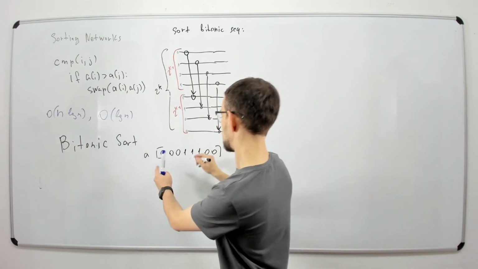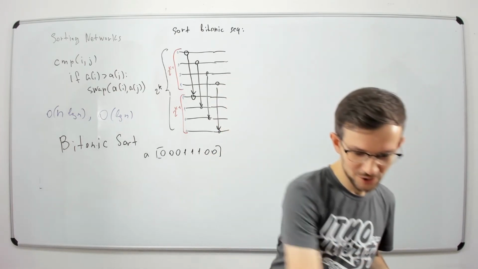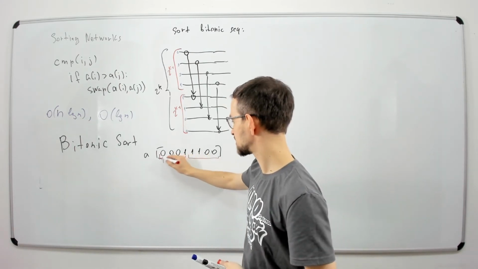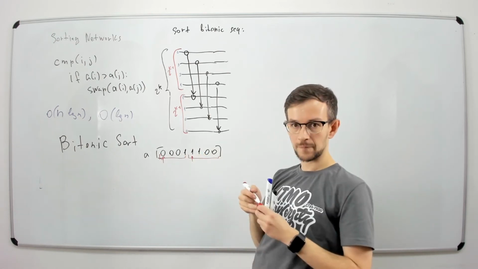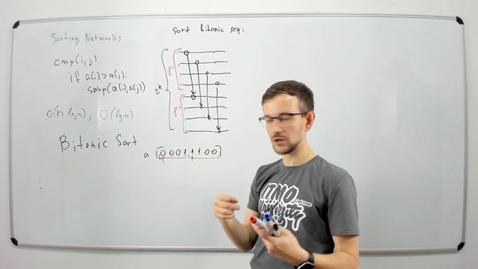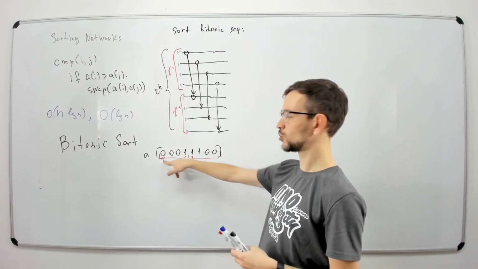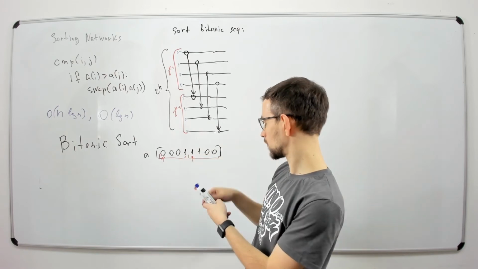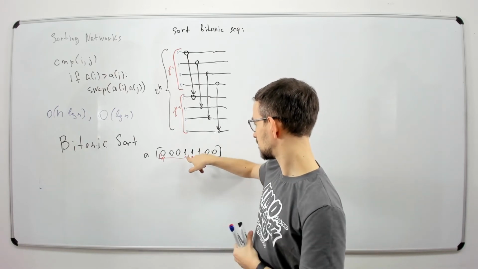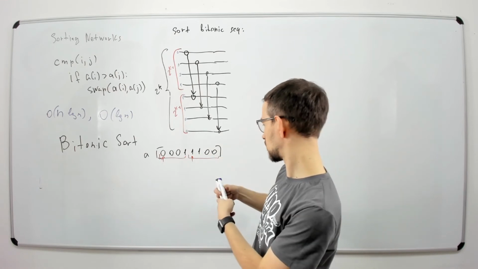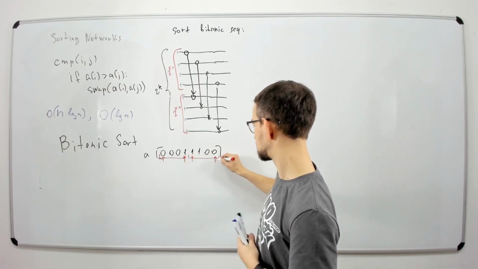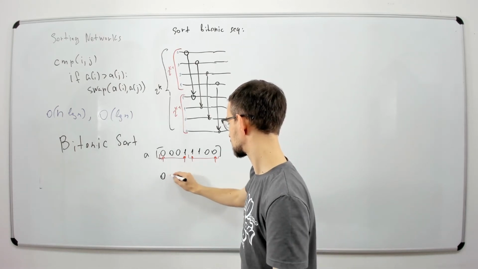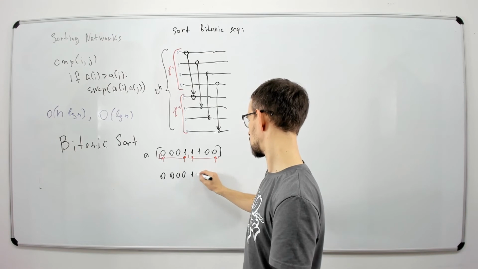So we compare. Let's draw everything here. We have the first part and the second part. Now we compare this element with this element. They are in the good state, so this element is less than this element, and we don't swap them. Now we compare these elements, and so on. The only elements in the bad state are this one and this one. This one is greater than the 0, so we swap them. In the end, we'll have something like 0, 0, 0, 0, 1, 1, 0, 1.